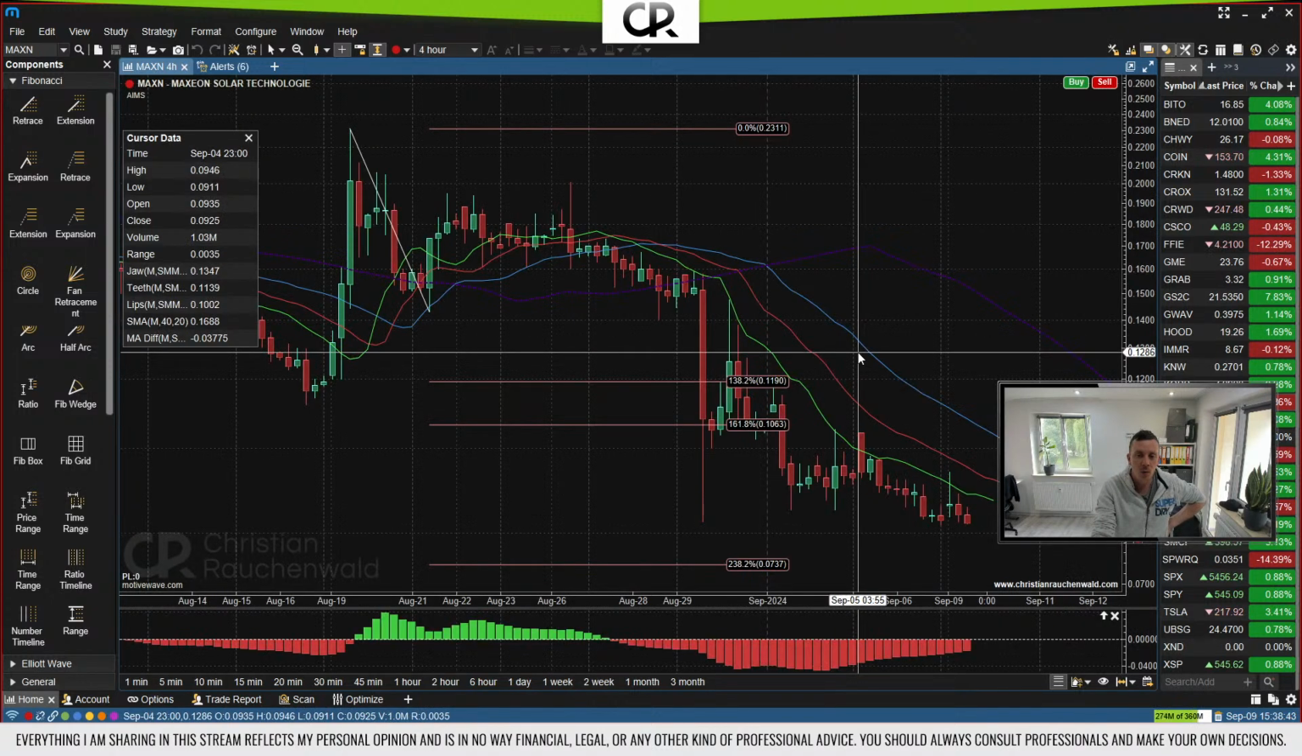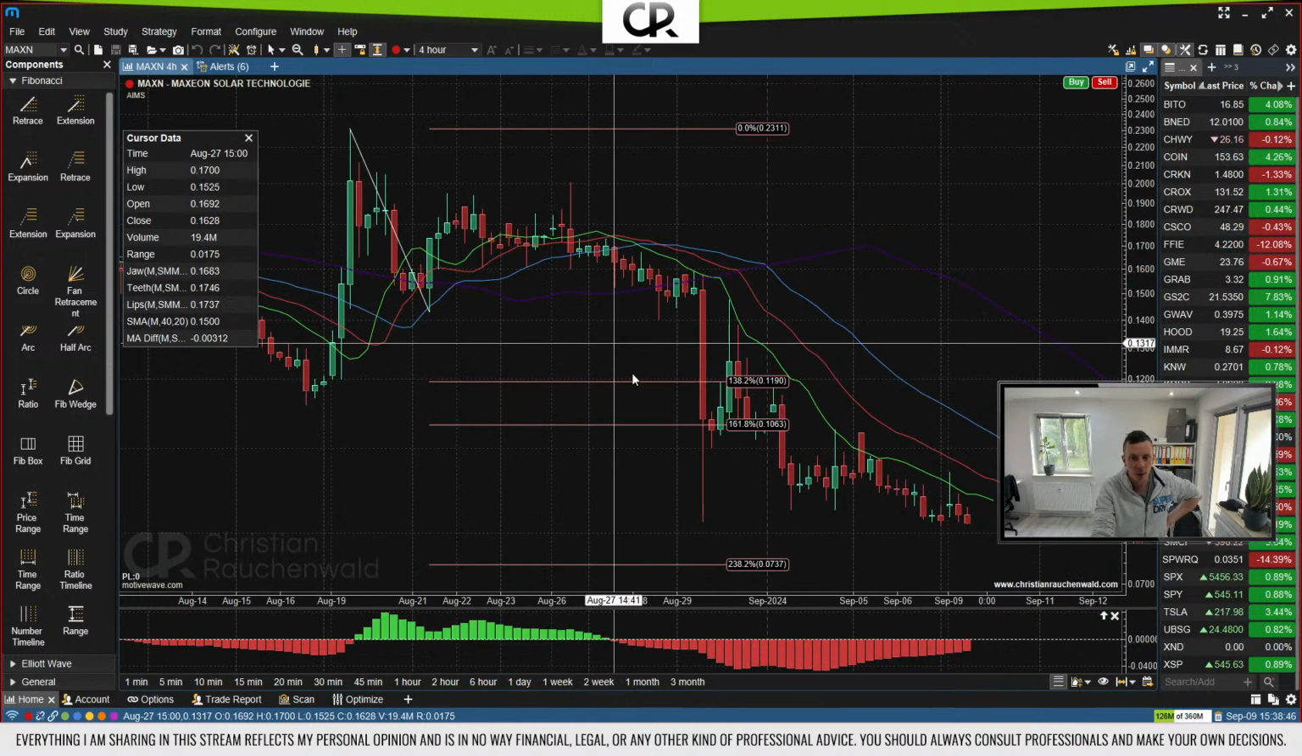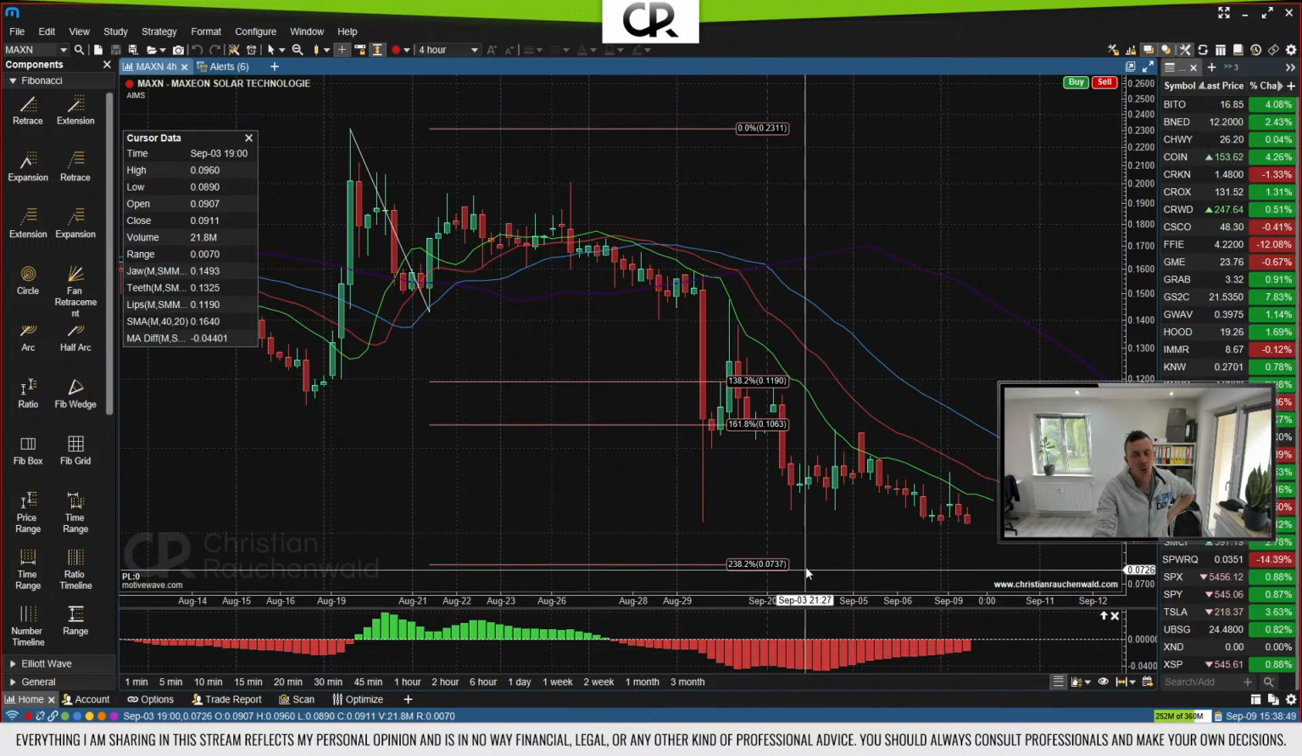Maxen, we got out of that one. We're still waiting for it to actually finish a potential pattern. We also have targets that point towards further downwards movement.